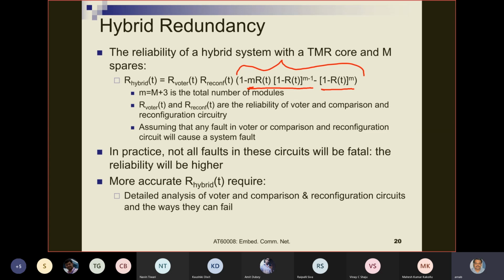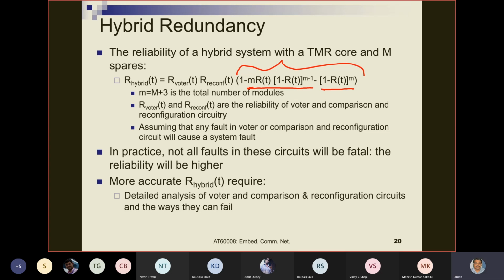Now in that you are discarding the cases which will lead to a system crash. What are the cases which will lead to a system crash? All m modules are failing and m minus 1 modules are failing. So these two cases, the different ways in which these two cases can happen, if you can discard them out, then for the remaining cases, the only thing is that the voter will vote correctly and the reconfiguration unit will be able to correctly diagnose the error in the primary and replace it with a spare.